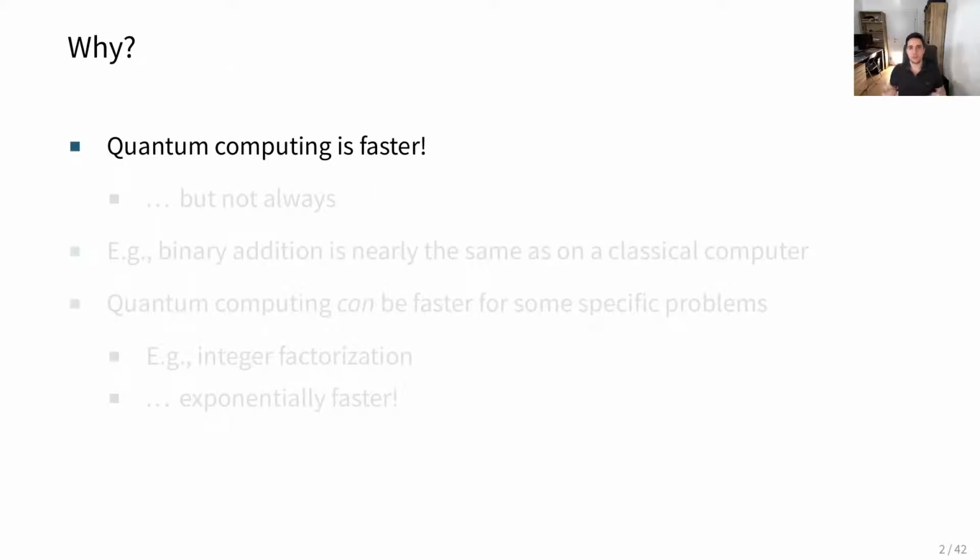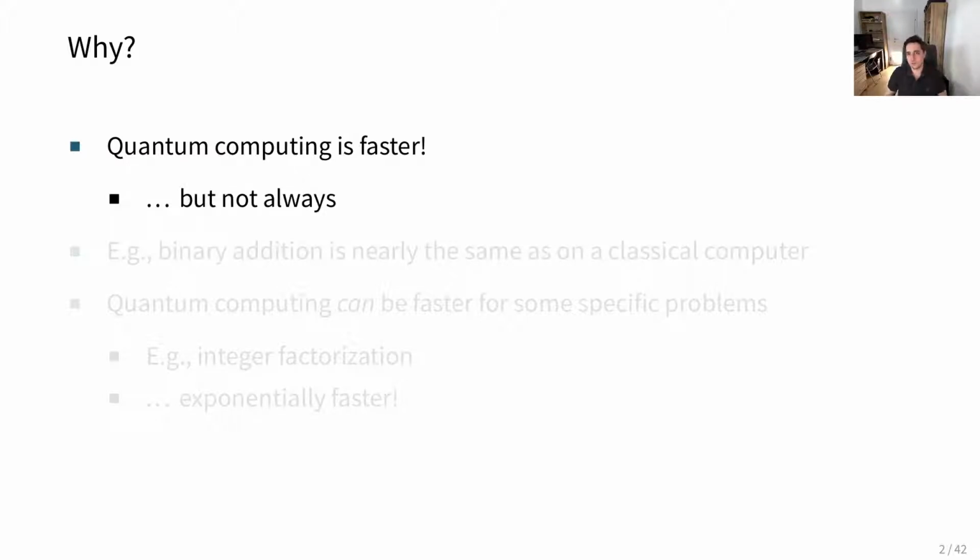So why should we even care about quantum computing? Now I think it's a common belief, and nearly everyone would respond that way, that quantum computing is faster. This is somehow an oversimplification. It can actually be much faster, but it's not always faster.